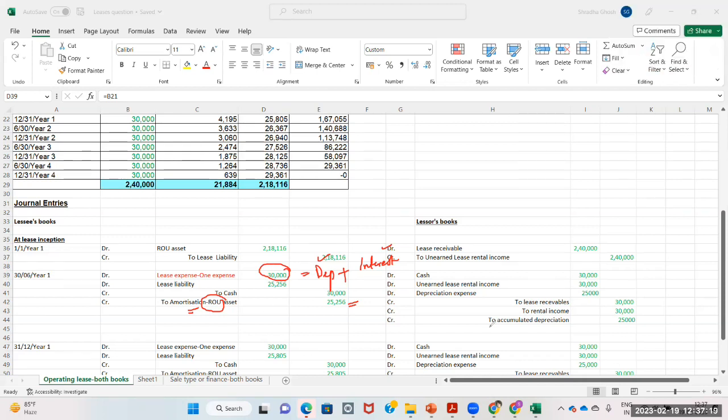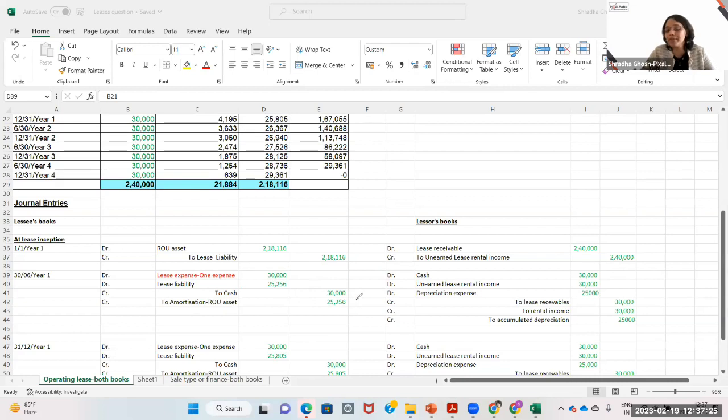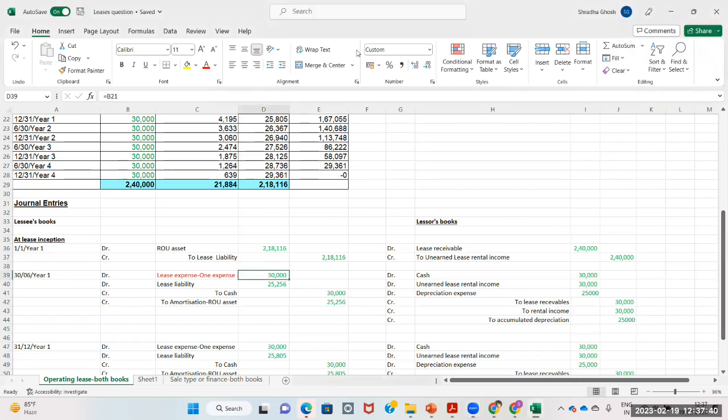That 21,884 we have calculated only for calculation purposes, not to recognize. It is for calculating how you would amortize the liability and the asset. That's it. We're not going to make use of this in our P&L at all. Is this clear? And same thing for the lessor. No interest income in the lessor's books at all. Clear? Okay. Anybody, Shraddha, any questions?